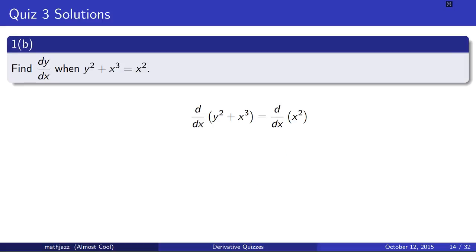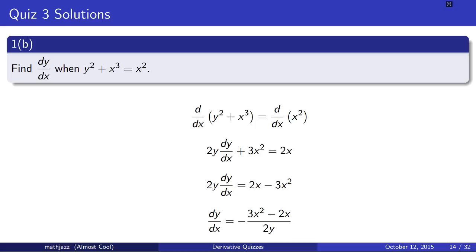1b. Find dy/dx when y squared plus x cubed equals x squared. We take the derivative of both sides of the equation, using the power rule on both sides. We get 2y dy/dx plus 3x squared equals 2x. And then when we move all of the terms that do not have dy/dx to one side, we get 2y dy/dx equals 2x minus 3x squared.